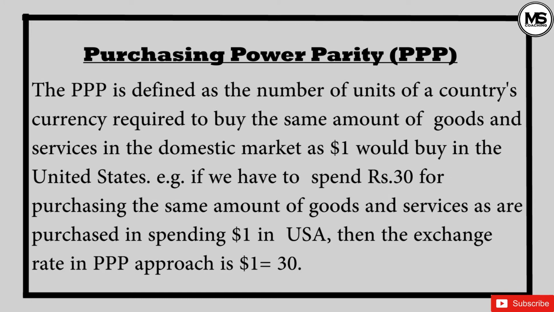The PPP is defined as the number of units of a country's currency required to buy the same amount of goods and services in the domestic market as $1 would buy in the United States. Example: if we have to spend 30 rupees for purchasing the same amount of goods and services as are purchased in spending $1 in USA, then the exchange rate in PPP approach is $1 is equal to 30 rupees.